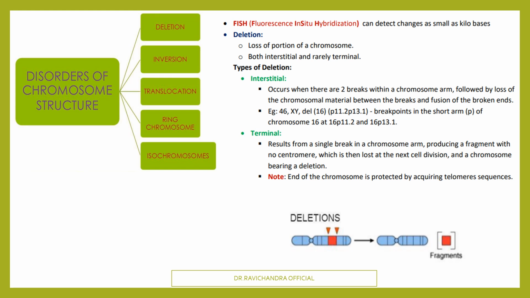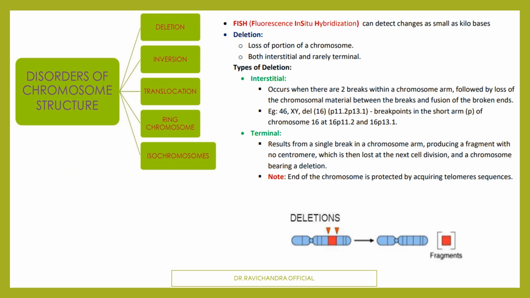So, based on the types of deletion: interstitial and terminal. Interstitial occurs when there are two breaks within a chromosome, followed by loss of the chromosomal material between the breaks and fusion of the broken ends. Example: 46,XY, del(16), and so on.